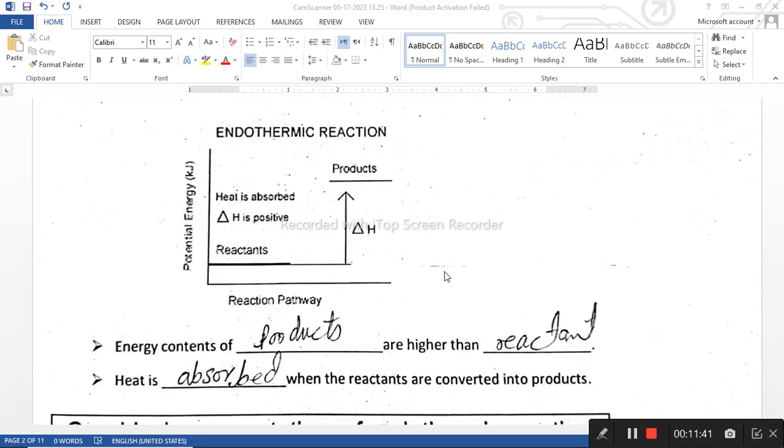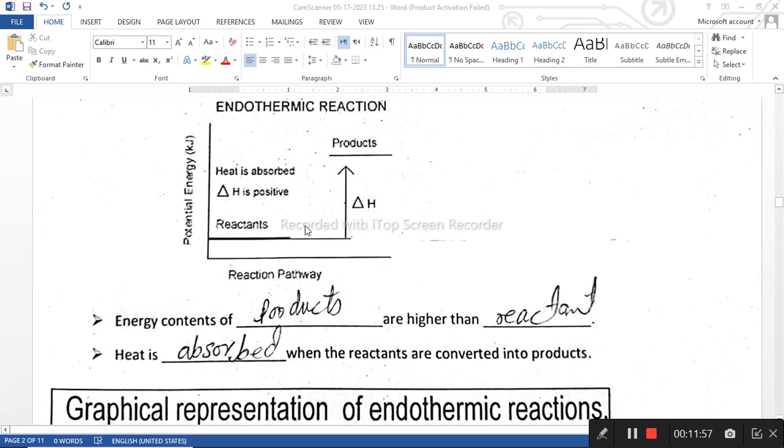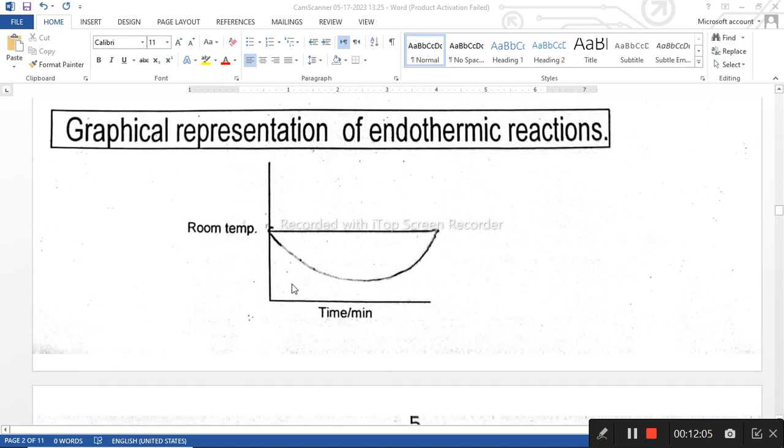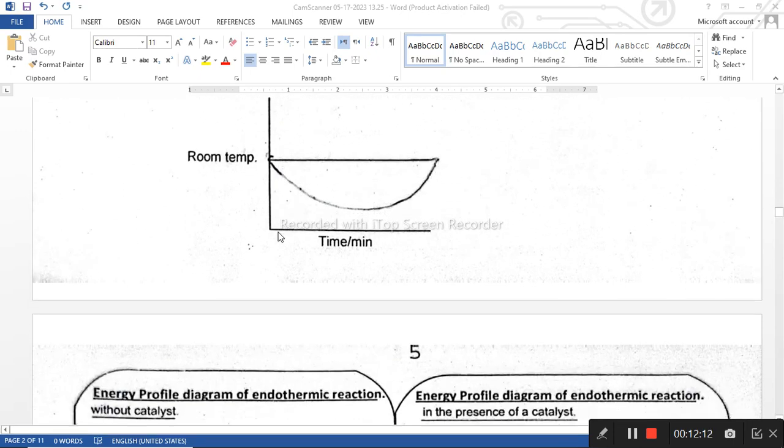So here is the energy profile diagram for the endothermic reaction. It is also opposite to the exothermic energy profile diagram, because reactants are at the bottom and products are at the top. So energy contents of products are higher than reactants. Heat is absorbed when the reactants are converted into products. The graphical representation of endothermic reactions is like this, and it is also an MCQ of past papers.